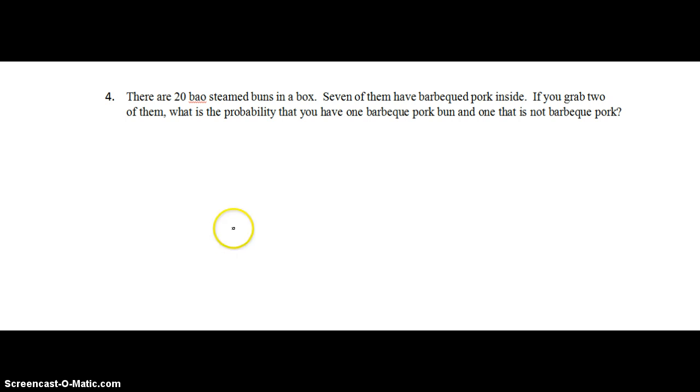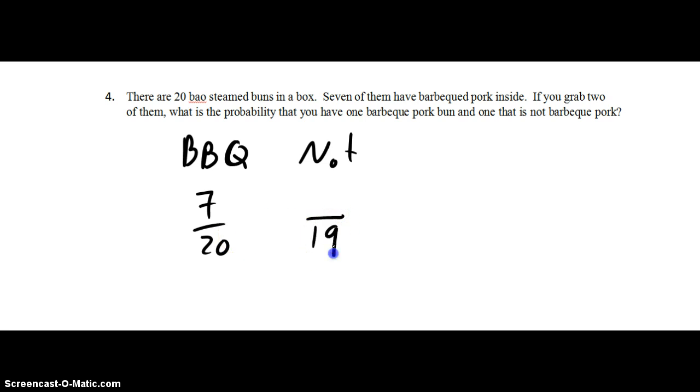Alrighty, so we're going to take a look. The key here is that they're dependent events. Grabbing 2 at the same time is the same thing as grabbing 1 and then grabbing the next without replacement. So, it could be that you get a barbecue and then not, right? So the chance of getting a barbecue first is 7 out of 20. And not, well, you already grabbed one, so it's only at a 19. How many are not barbecue? Well, you didn't grab one that was barbecue, so there's still 13 left.